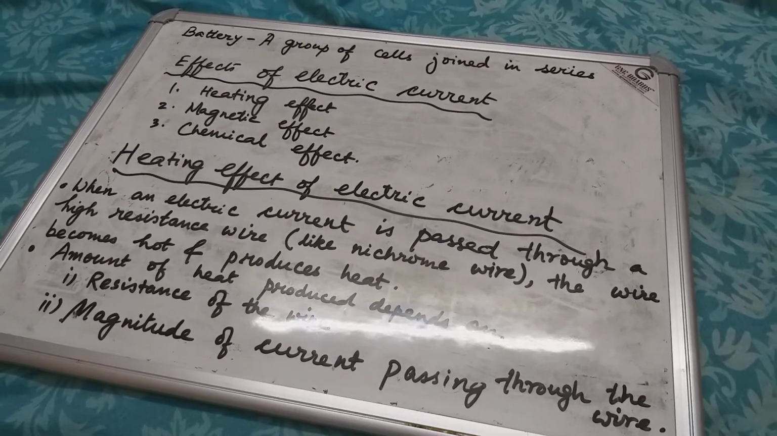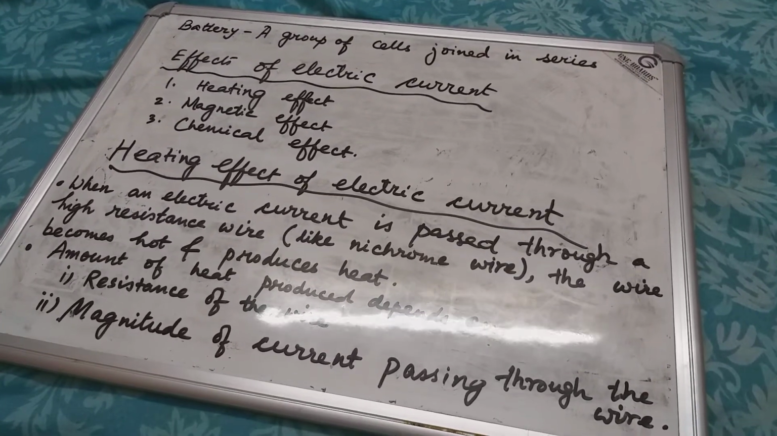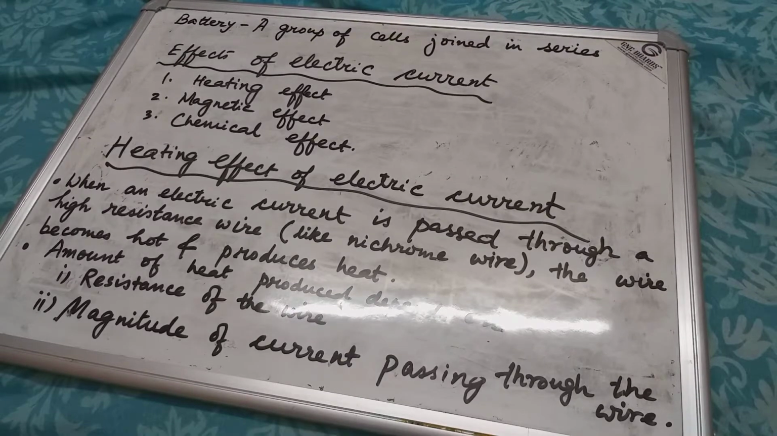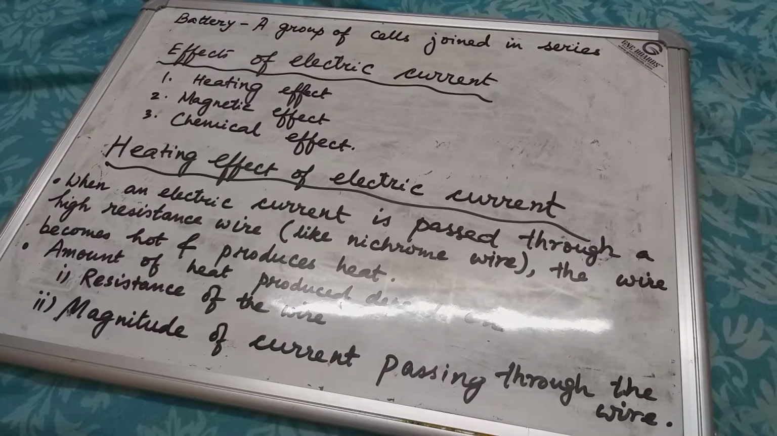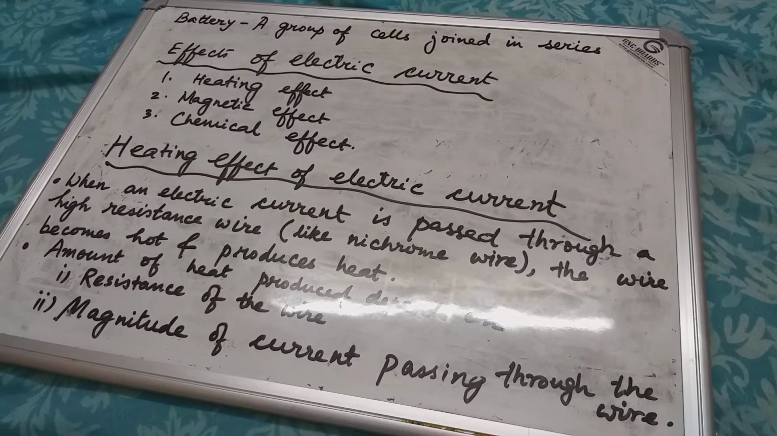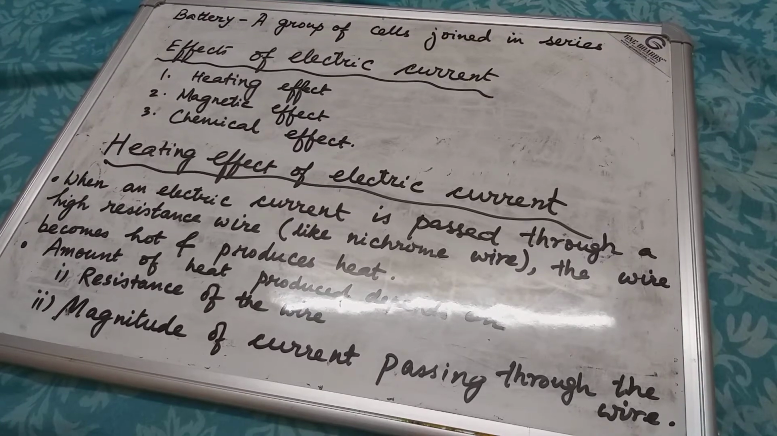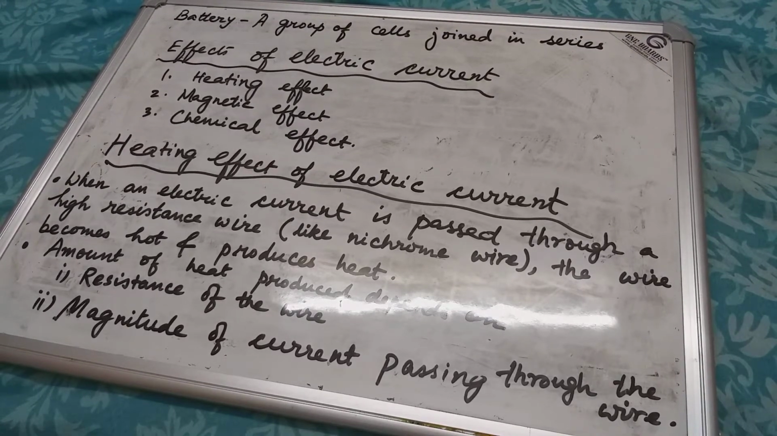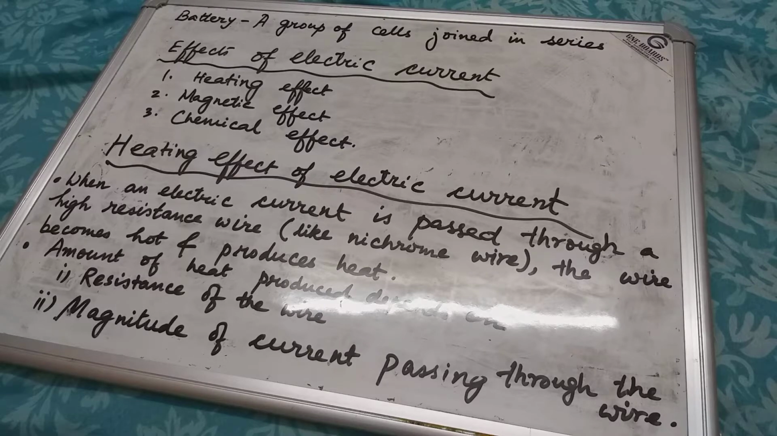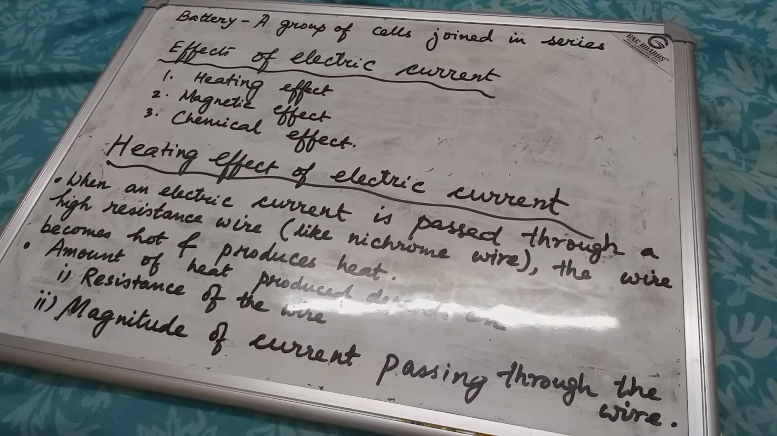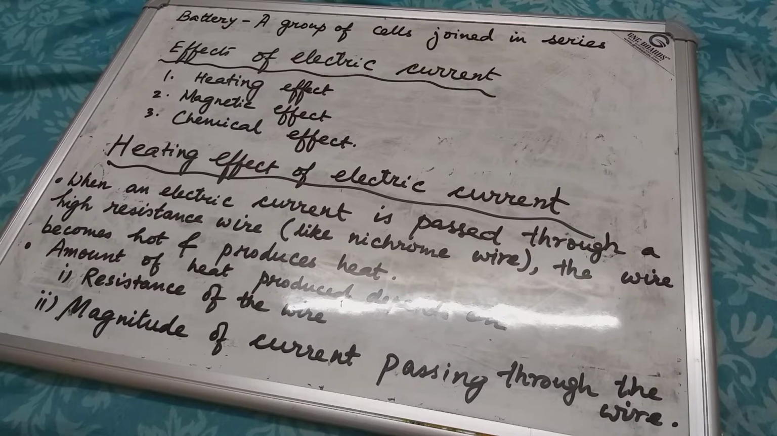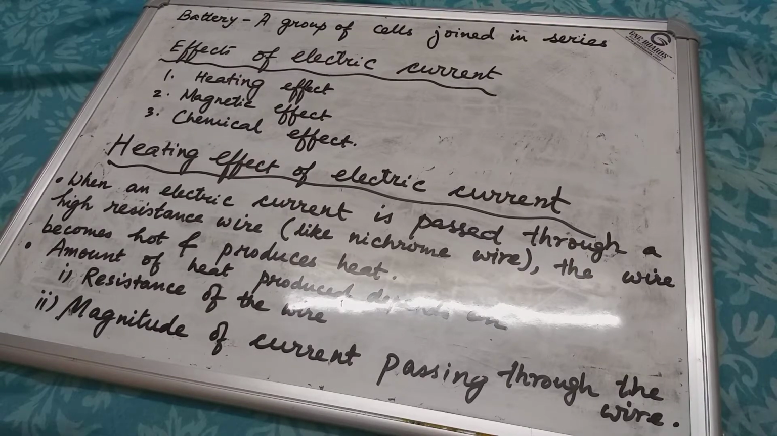Good morning, students. In the previous class, we have read up till the connection of battery. Again, a recapitulation today we'll do. What is the definition of battery? Battery may be defined as a group of cells joined in series, like positive, negative. Then again, the cell's positive is joined with the negative terminal, and it goes on like that.